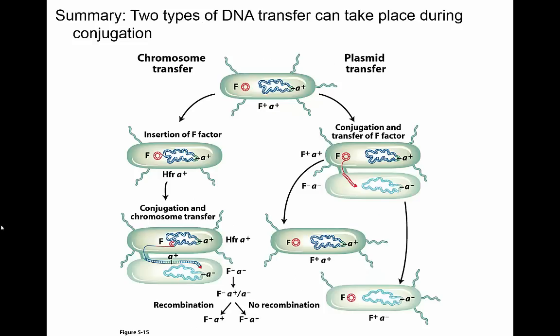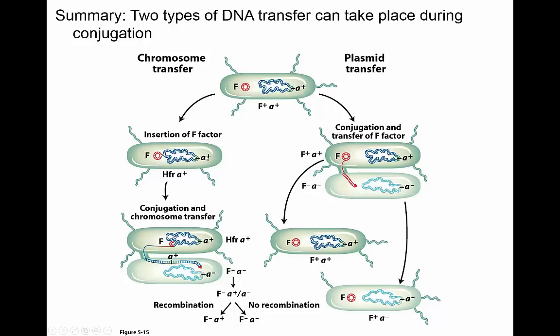So in summary, in this particular video, we looked at conjugation. And there are 2 main things that can happen with an F plasmid. This cell that is making a pilus will connect to an F- cell and transfer that F plasmid that is separate from the bacterial chromosome. And the result of that would be 2 cells that are now both F+.